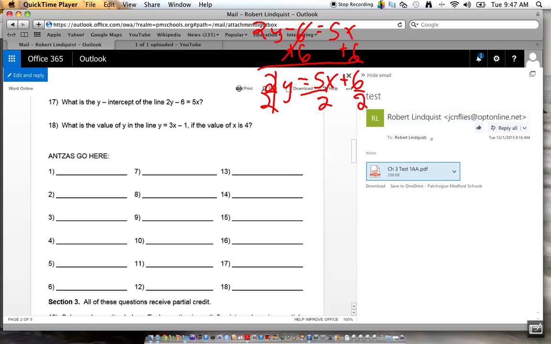And some people on their test wrote down that the y-intercept was 6. But it's not 6. What should the y-intercept be? 3, because 6 divided by 2 is 3.